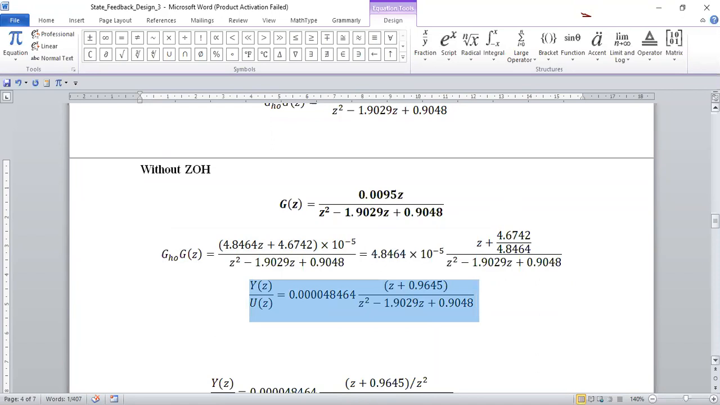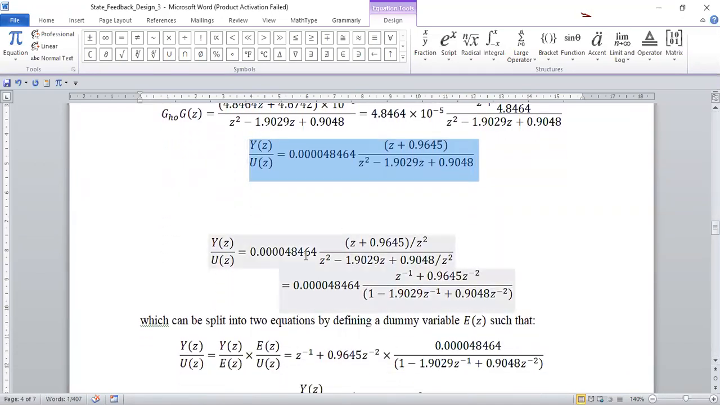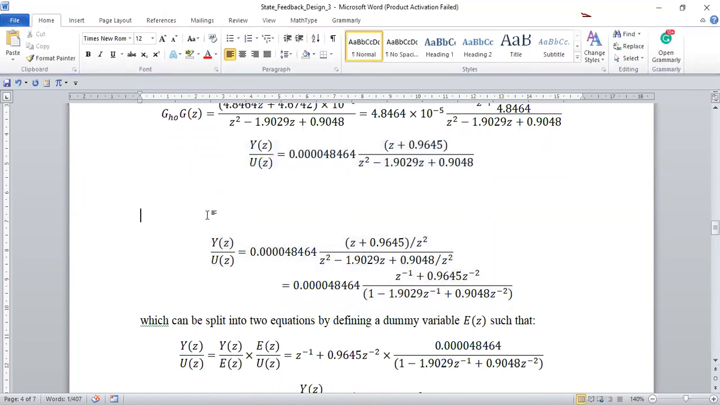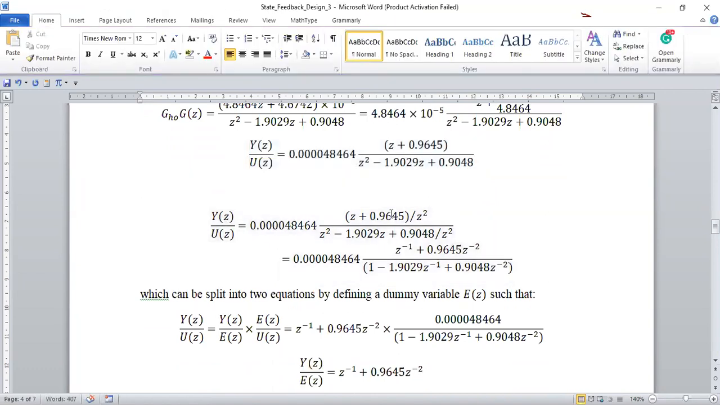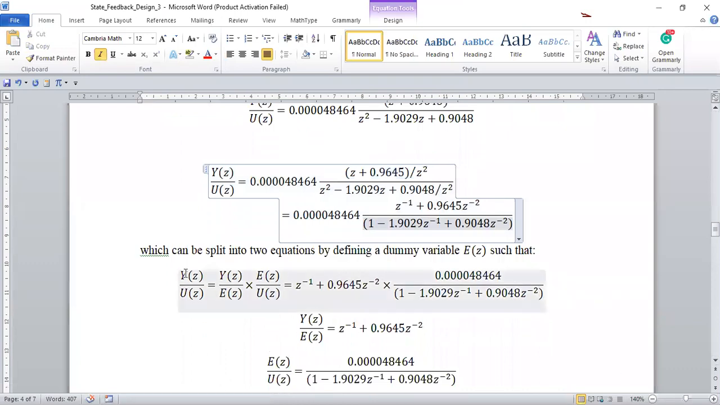So we'll follow the steps. I want to convert it into state space. So we follow the steps we normally follow. The first step is to divide by the highest power of z. So you divide both sides by z squared, and you arrive at this expression. The second step is to split the transfer function into two.